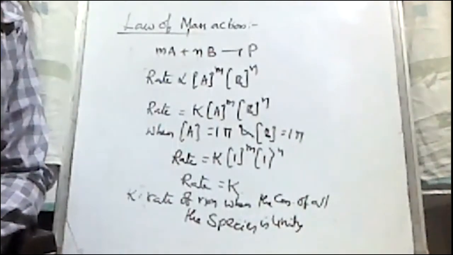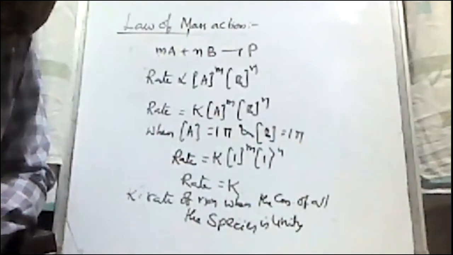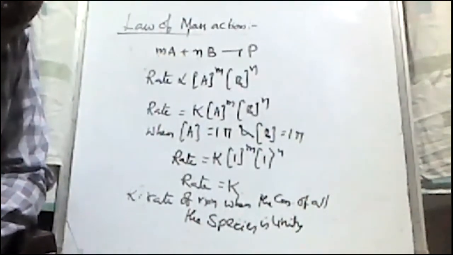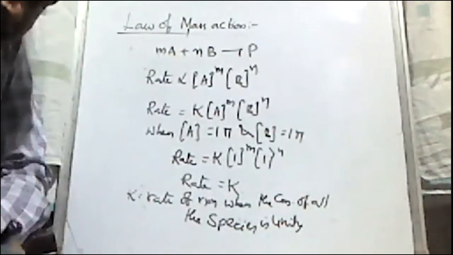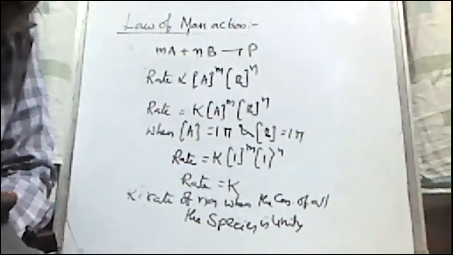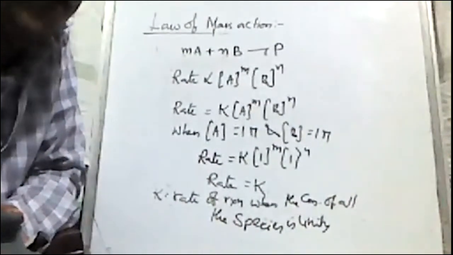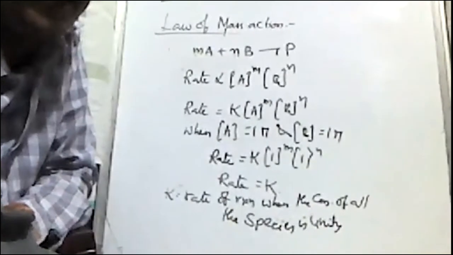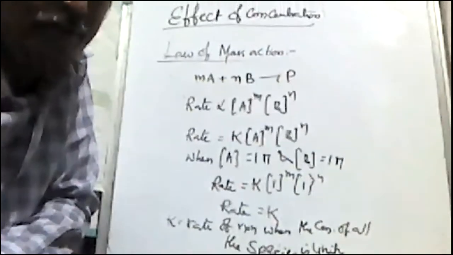Now, so far we have seen two definitions. One is rate of reaction, the second one is rate constant. What is the rate of reaction? It is the change in concentration of reactants or products in a given time interval.